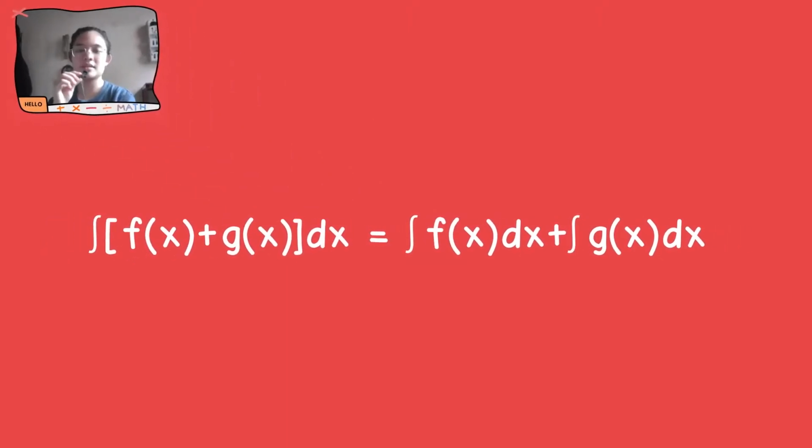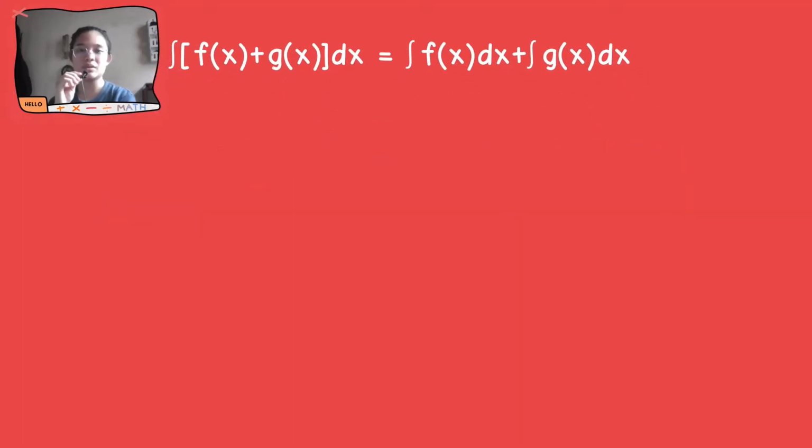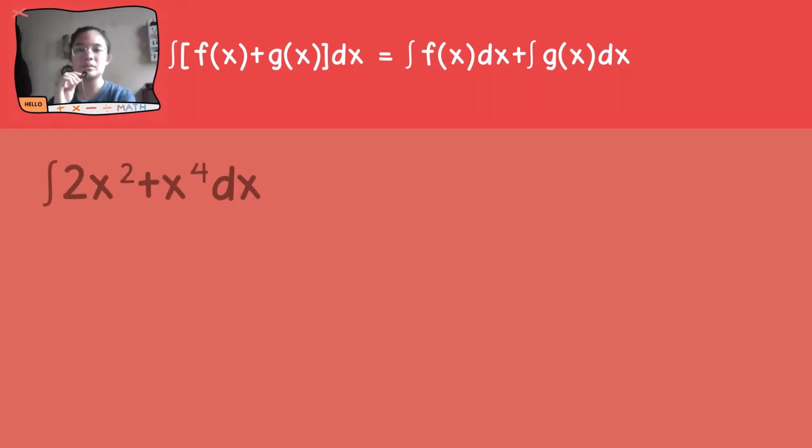Hi, today we're going to be discussing the third rule, which is the sum and difference, and it is denoted by this equation. The sum and difference focuses on separation, or separating. Now, here is an example where we could apply the third rule.